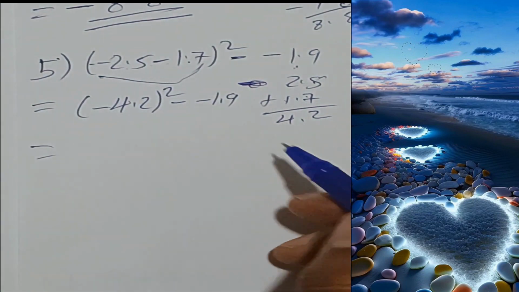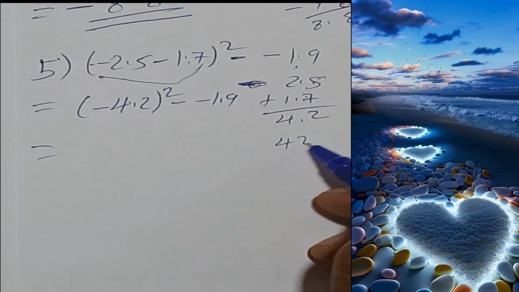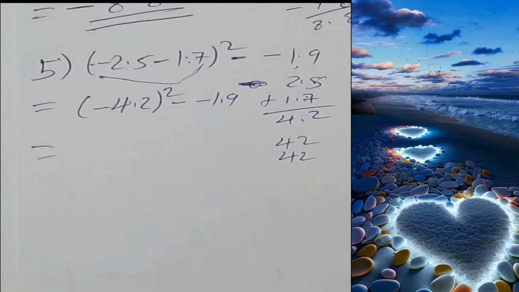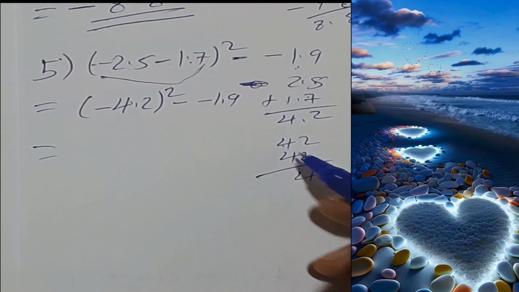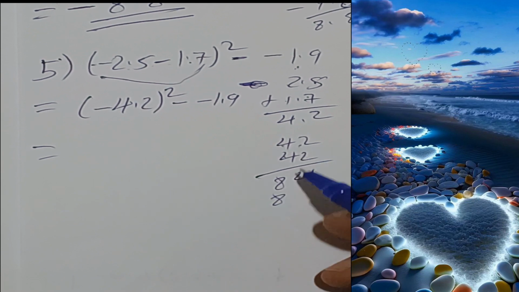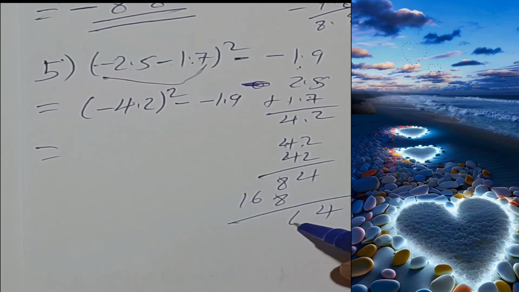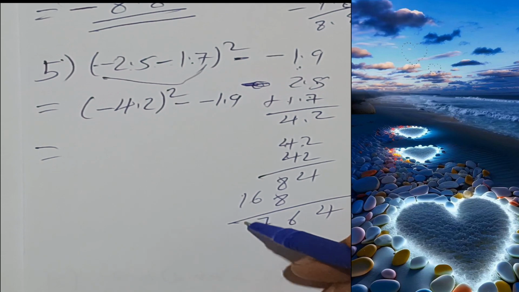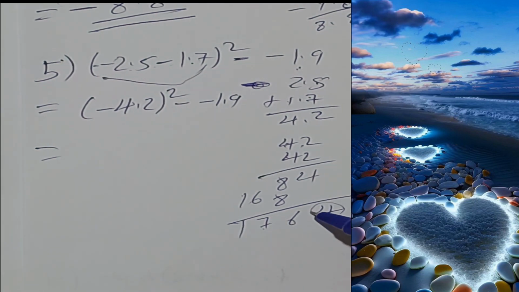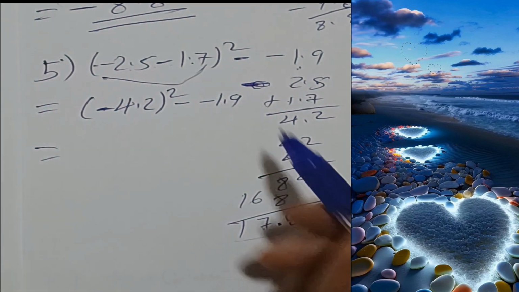This means negative 4.2 squared, negative times negative, positive, which is equal to 42 times 42. Then I will add 2 decimal places to the answer. 2 times 2, 4. 2 times 4, 8. 4 times 2, 8. 4 times 4, 16. So 4, 16, I have 1, 17. So 6 plus 1, 7, and then 1. I will put 2 decimal places. This is negative times negative, so the answer will be positive.